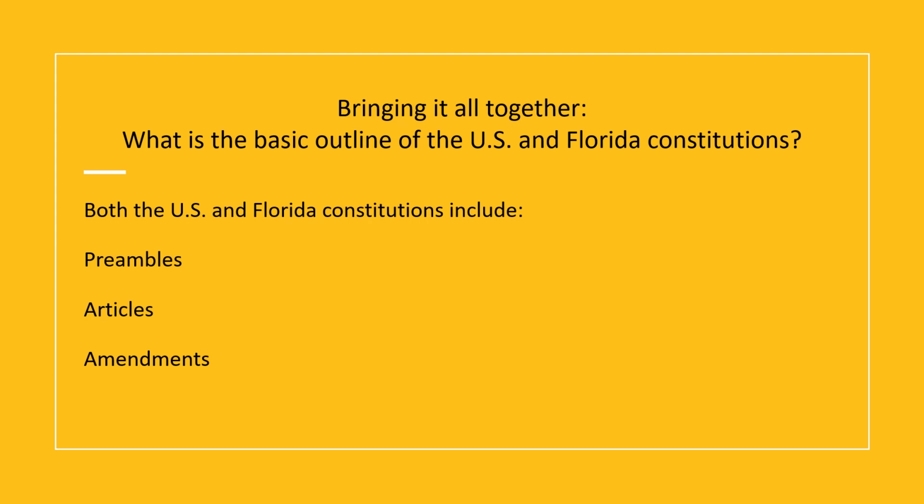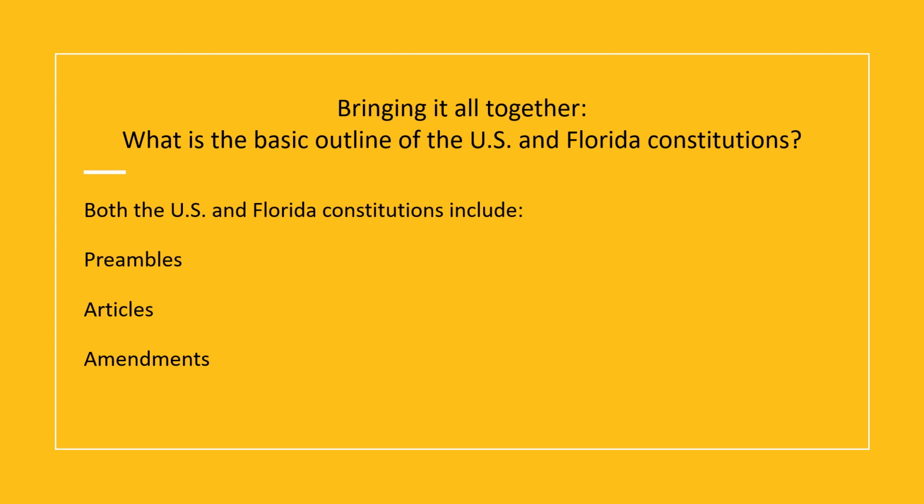So how do we bring this all together? What is the basic outline of the U.S. and the Florida constitutions? Both constitutions include preambles. The preambles for each constitution focus on the goals and purposes of government. And by focusing on the goals and purposes of government, we then have a better sense about how that government is structured, which is then presented in the articles of the Constitution.